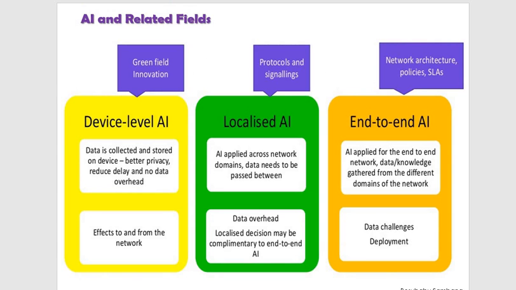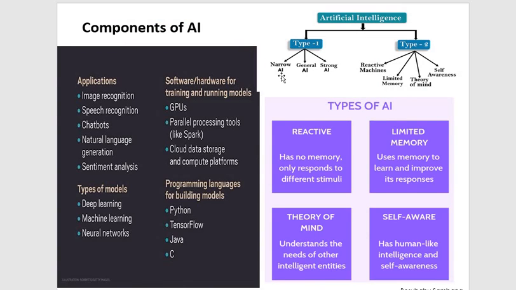Next, AI and related fields. Generally, artificial intelligence is categorized into two factors, type 1 and type 2. Type 1: artificial narrow intelligence, artificial general intelligence, and artificial strong intelligence. Another one is categorized into type 2. It consists of four factors. First one, reactive machines, limited memory, theory of mind, and self-awareness.